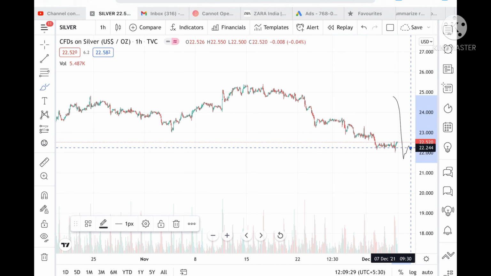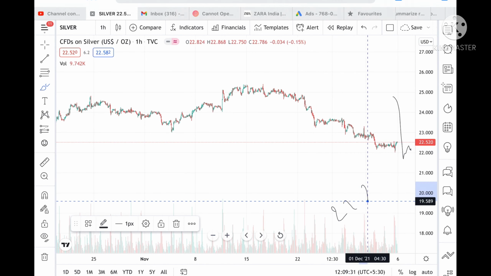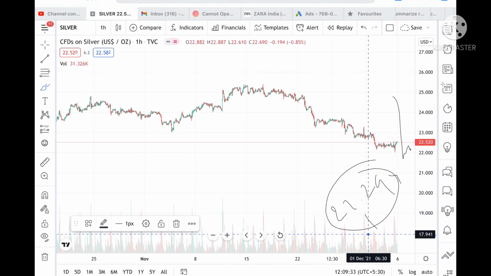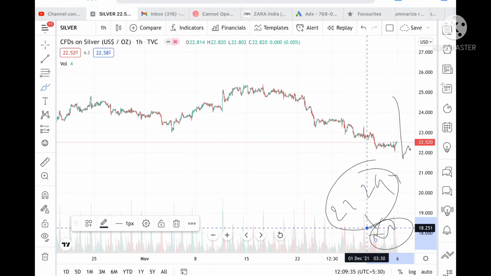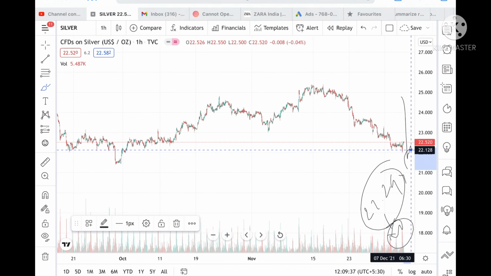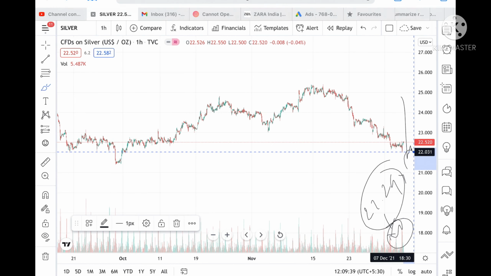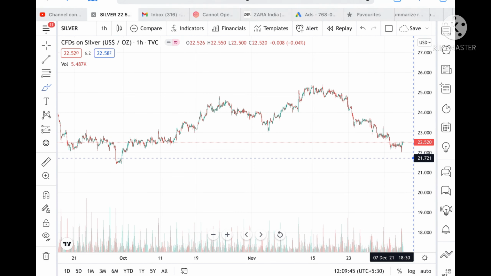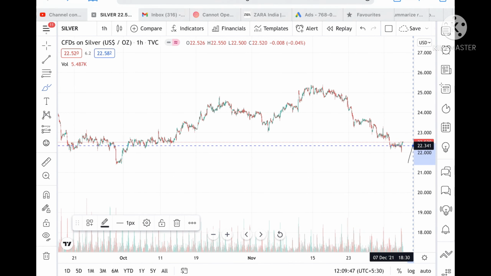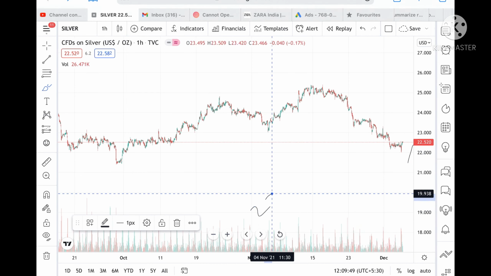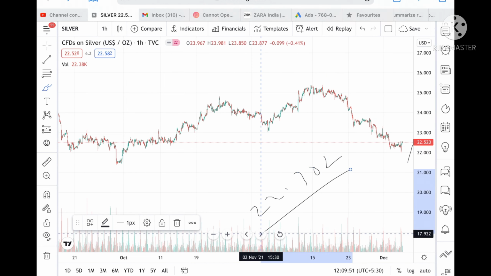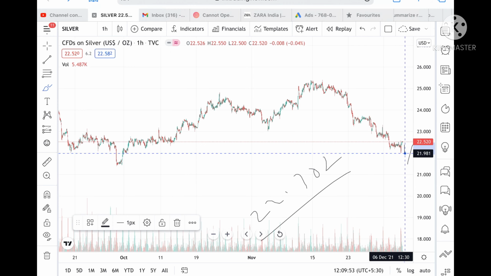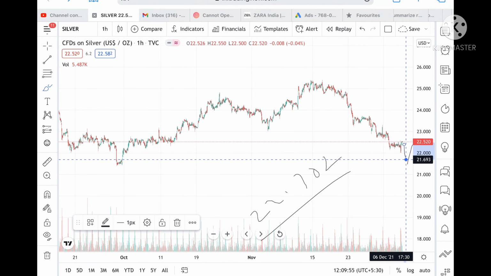So keep this in mind. If the price goes below a level of 22.244, then there is a probability it can go and touch a level of 22. Once 22 is touched, then it can go further low to a level of 21.721. Keep this in mind that if the price goes below a level of 22.302, then there is a probability that we can see a level of 21.729.